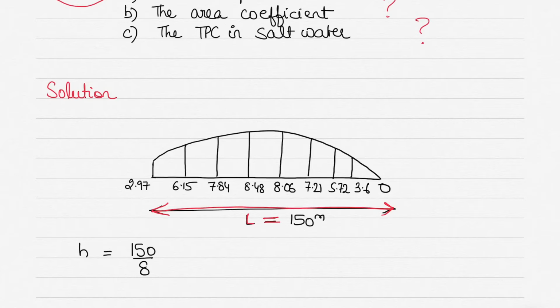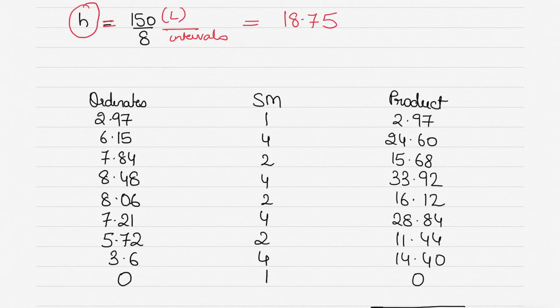Now let me count the intervals in between the ordinates. So we have 1, 2, 3, 4, 5, 6, 7, 8. So there are 8 intervals. Therefore H will be equal to the length of the vessel divided by the number of intervals, which is 150 by 8. If you want, you can leave it at 150 by 8 because it's not exactly divisible, or you can divide 150 by 8 and write down 18.75. It's up to you how you want to use H.